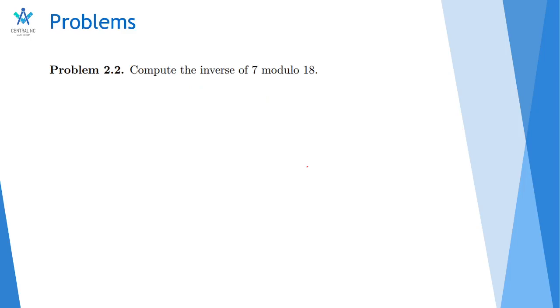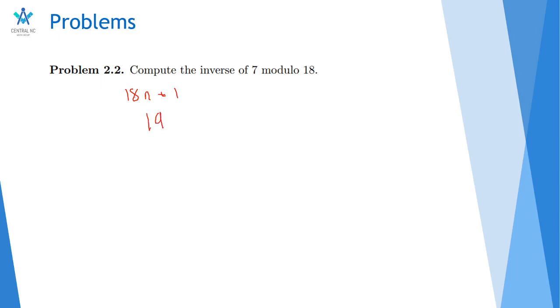Compute the inverse of 7 modulo 18. This I'm just going to bash forward. So let's just bash 18n plus 1 and see which expression is divisible by 7. Well, if n equals 1, then this is 19, which is not divisible by 7.